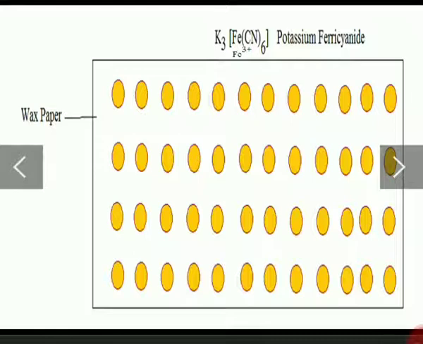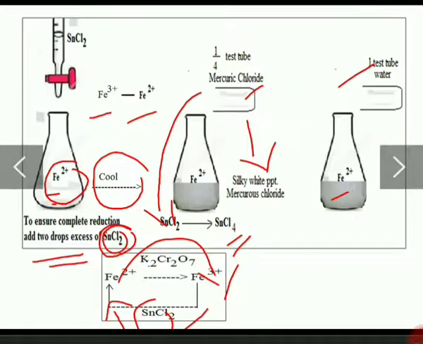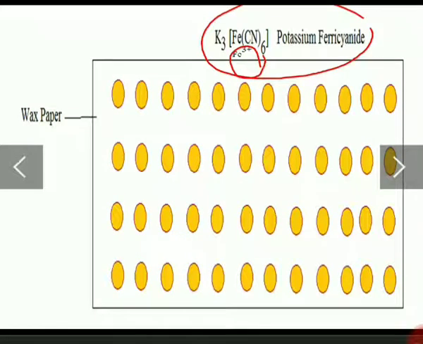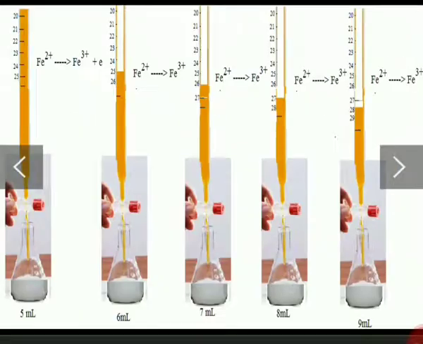And the name of the indicator is potassium ferricyanide. You can see the oxidation state of iron in the indicator is Fe3+. Remember, the oxidation state of iron in the conical flask is Fe2+. The oxidation state of iron in the indicator is Fe3+. Okay, let's go for the titration.